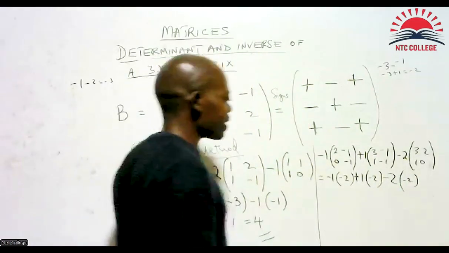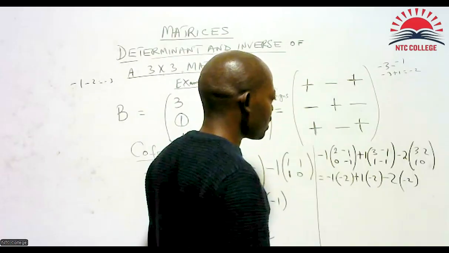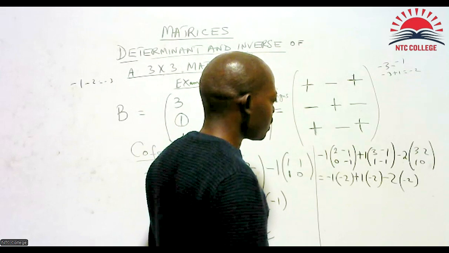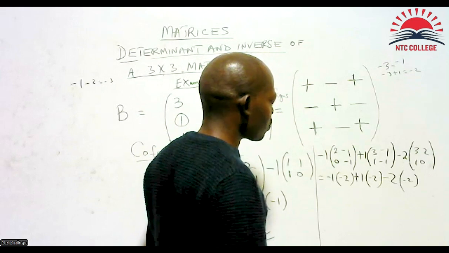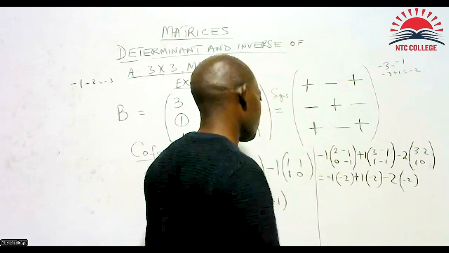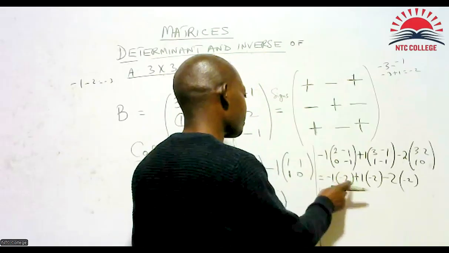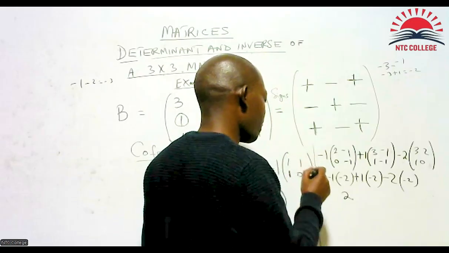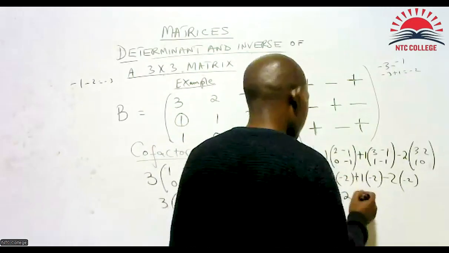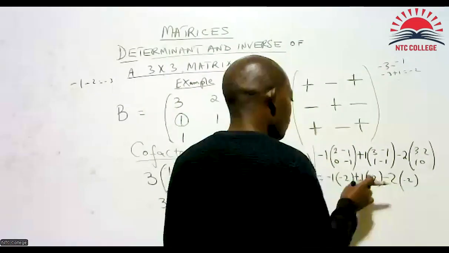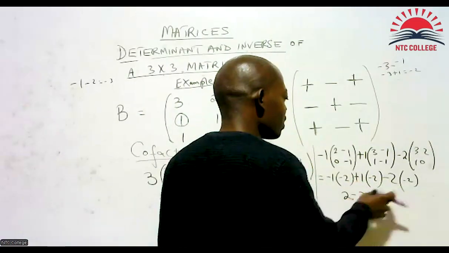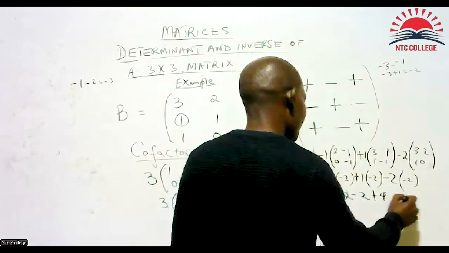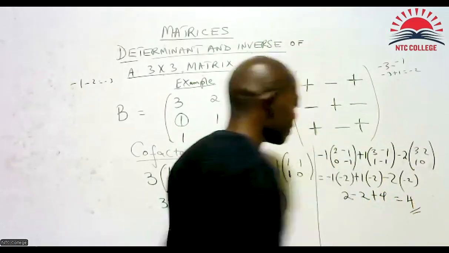Look at our result. Our result should be 0 minus 2, which is -2. So -1 times -2 is +2. +2 minus 2, being 1 times -2, is -2. Then -2 times -2 is +4. Hence the determinant is +4.